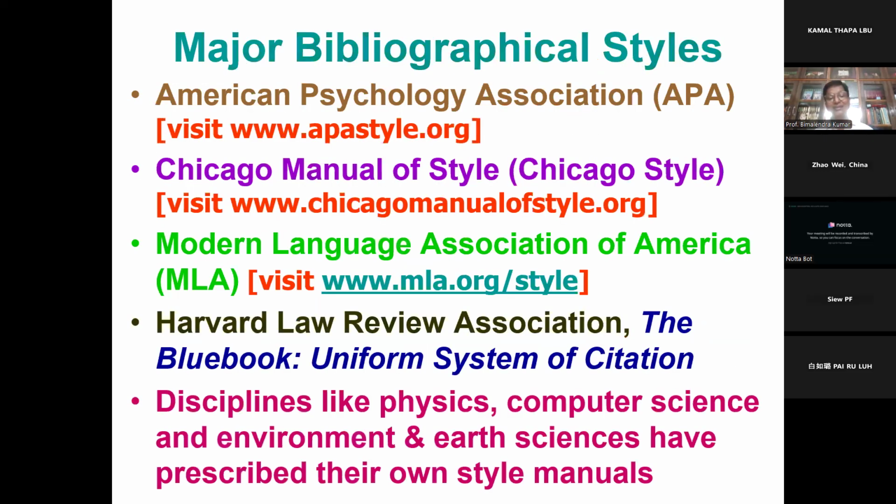So generally there are four: the Chicago Manual of Style, that is the Chicago style, the Harvard Law Review Association, and the Modern Language Association of America, that is the MLA system. This is adopted by our Lumbini Buddhist University, and there is a ninth edition of the Modern Language Association of America. This is accepted by our LBU, Lumbini Buddhist University.